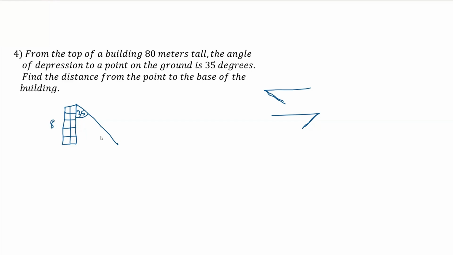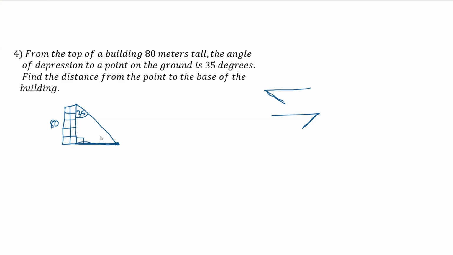The 80 is the length, the height. And then if you complete the triangle, it says the angle of depression to a point on the ground. So this would be the point on the ground. Find the distance from the point. So find the distance from here to the base of the building. So you want to find this distance.